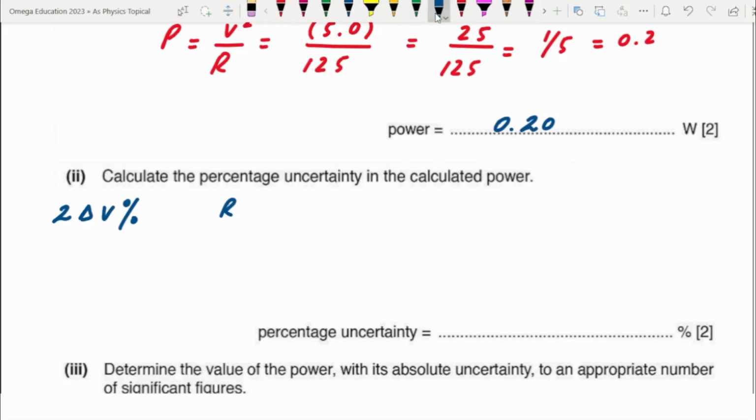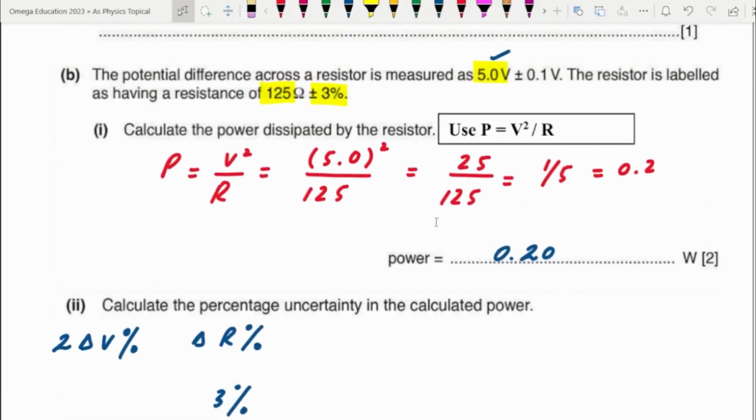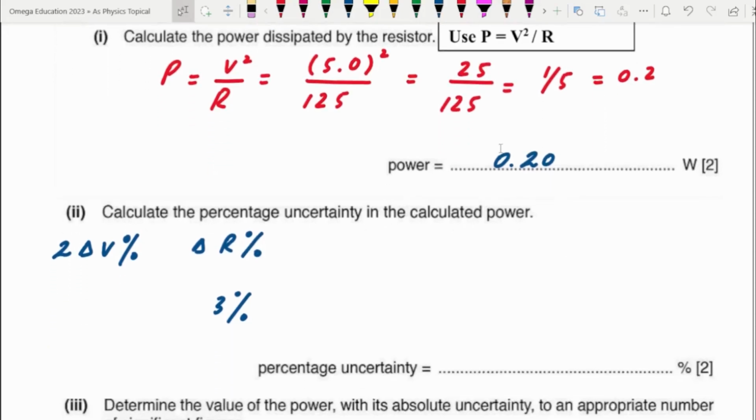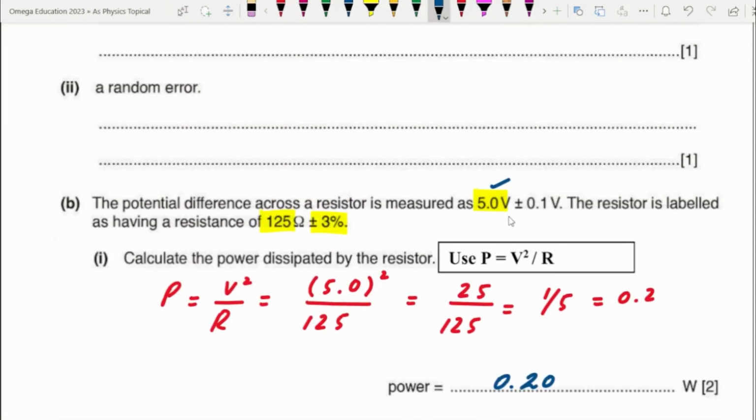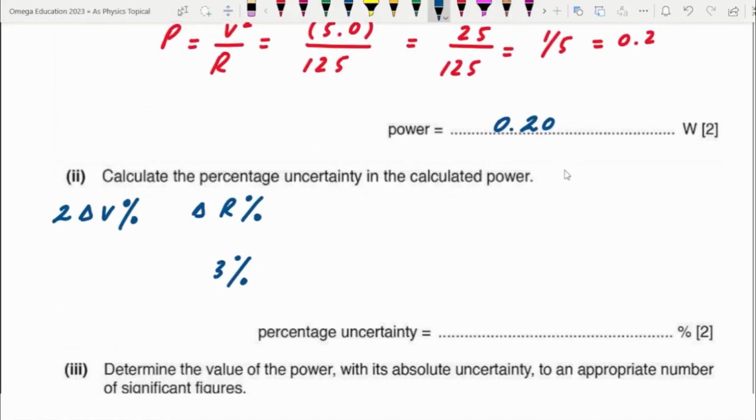So 3% will be the percentage uncertainty of resistance, but you are required to find the percentage uncertainty of voltage, and then you have to multiply it by 2 because you have V squared. V squared means V times V. So what do we get for the percentage uncertainty of voltage? 0.1 divided by 5 multiplied by 100.